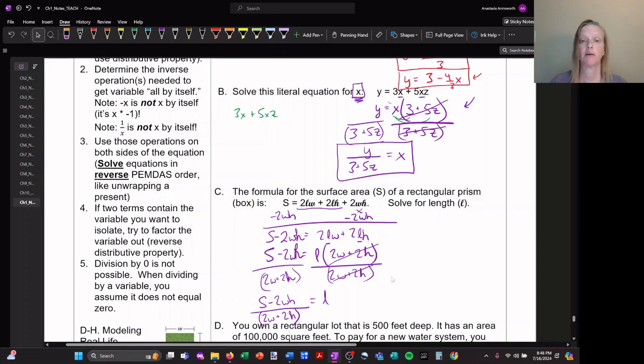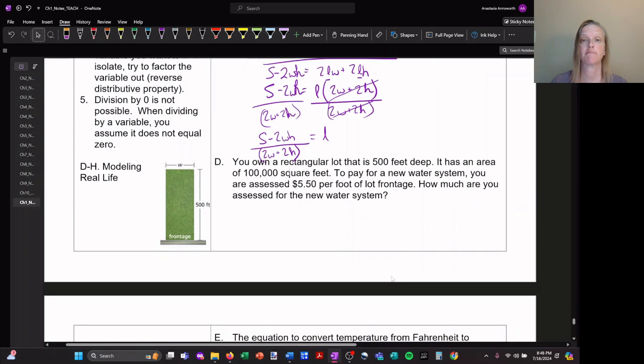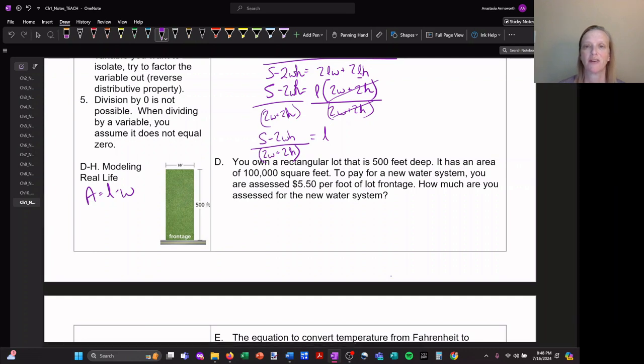Let's look at how we might use this skill when solving a real life problem. So if you own a rectangular plot that is 500 feet deep and an area, remember area is length times width, an area of 100,000 square feet, to pay for a new water system, you are assessed $5.50 per foot of lot frontage. So that's the width. The width is the same as the frontage. How much are you assessed for the new water system?